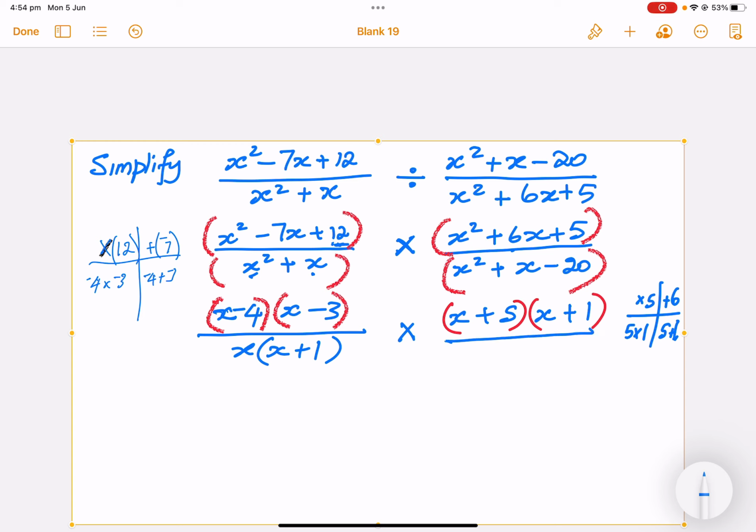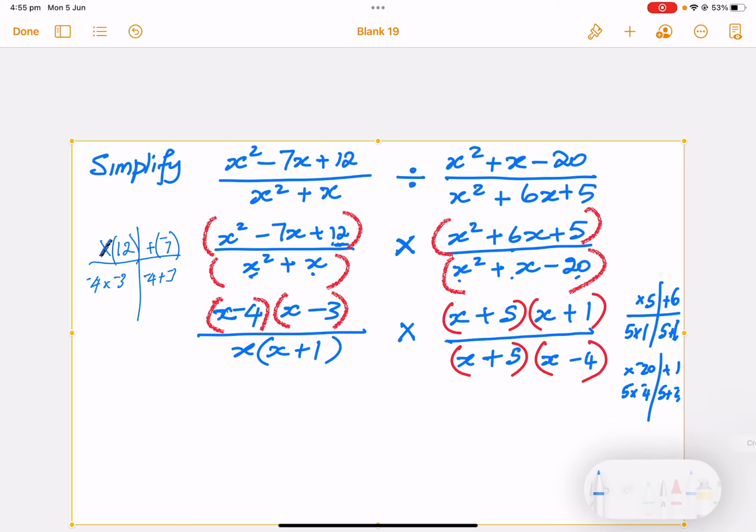Now the denominator, x squared plus x minus 20. We're going to go x times x is x squared. Two numbers that multiply to be -20 and add to give 1, that's just plus x. That would be 5 times -4, because 5 plus -4 is 1. So we want a positive 5 and a -4. Okay, let's cancel now.